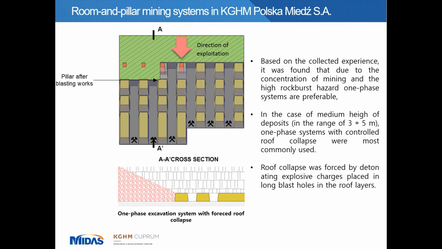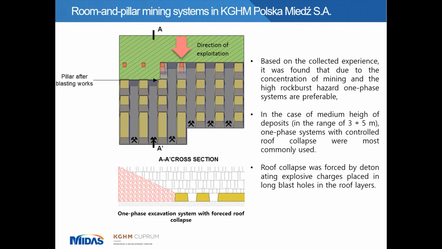one-stage systems with roof collapse were most often used. The roof collapse goal was to fill the exploitation void with the rocks which fell from the roof. This is supposed to be a sort of backfilling of the working. What is important is the fact that roof collapse was forced by detonation of explosive charges placed in long blast holes in the roof.